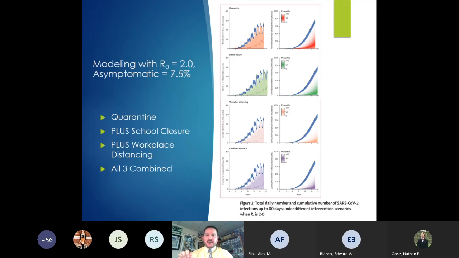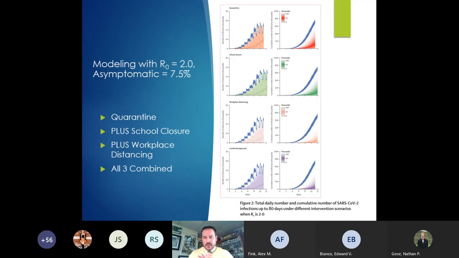Then that red line that you see under it, that's if you institute quarantine for those that are diagnosed. Going down, school closure. That's what happens if you quarantine and you do school closure. Going down, workplace distancing. So quarantine plus workplace. And then all the way at the bottom, that's the difference. That's if you do all three. So again, the darker jagged line at the top, that's no intervention.